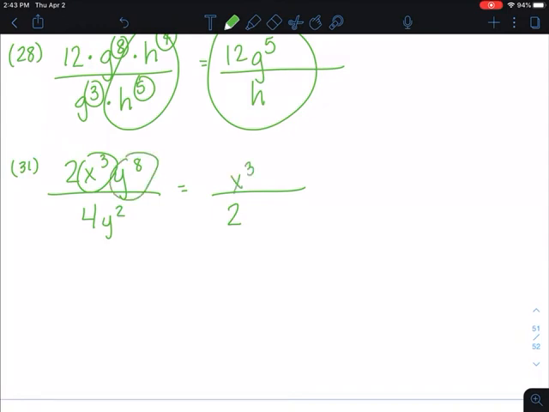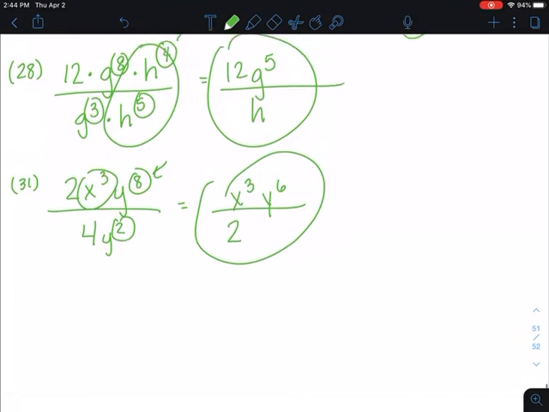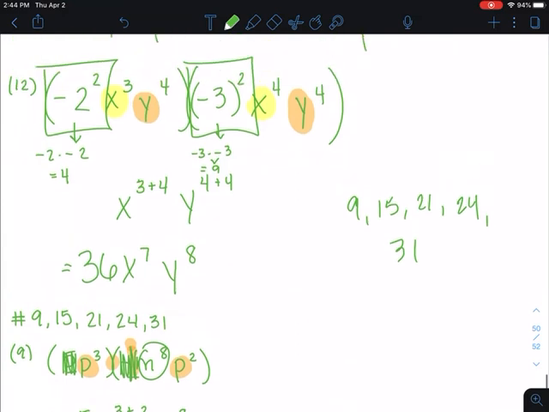Now I have x cubed. There's no other x's to simplify, so I keep my x cubed up top. And I have y to the 8th power divided by y squared. So 8 minus 2 is 6. This is the bigger number, so it's going to stay on this side. So it's going to stay on top. So y to the 6th. So this would be your final answer. I hope this helps a little bit more.